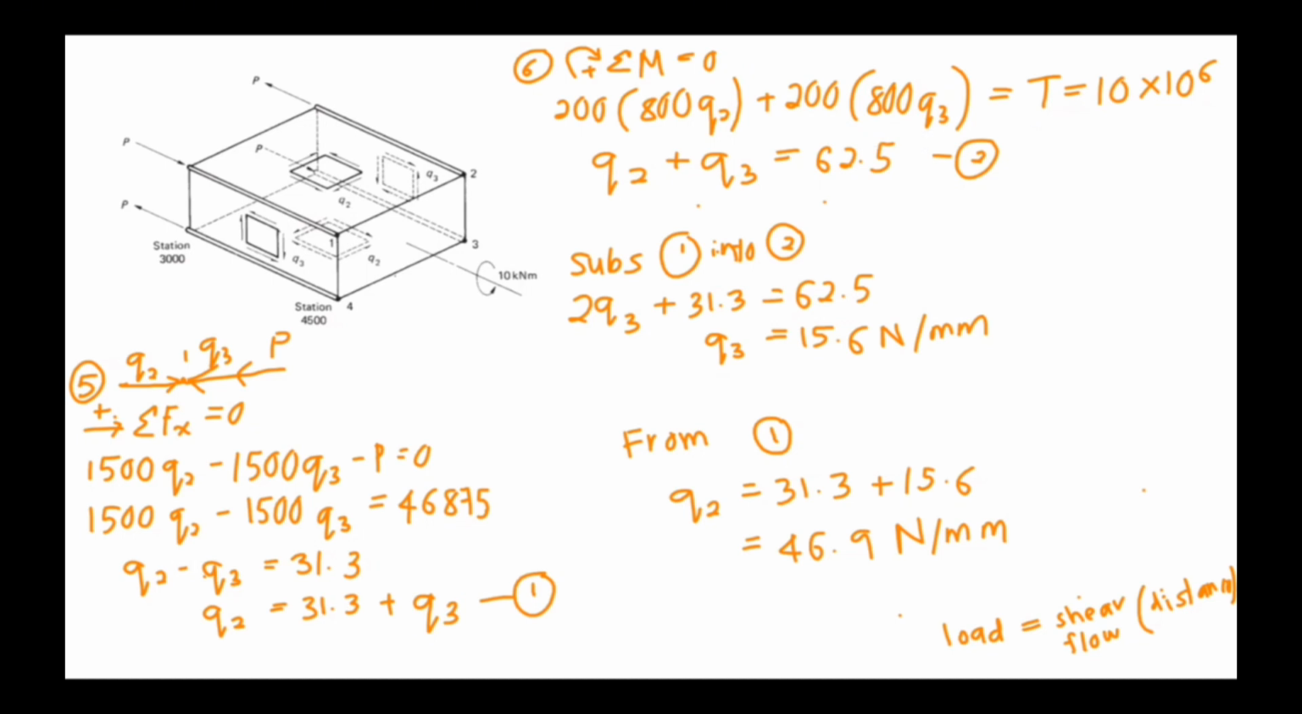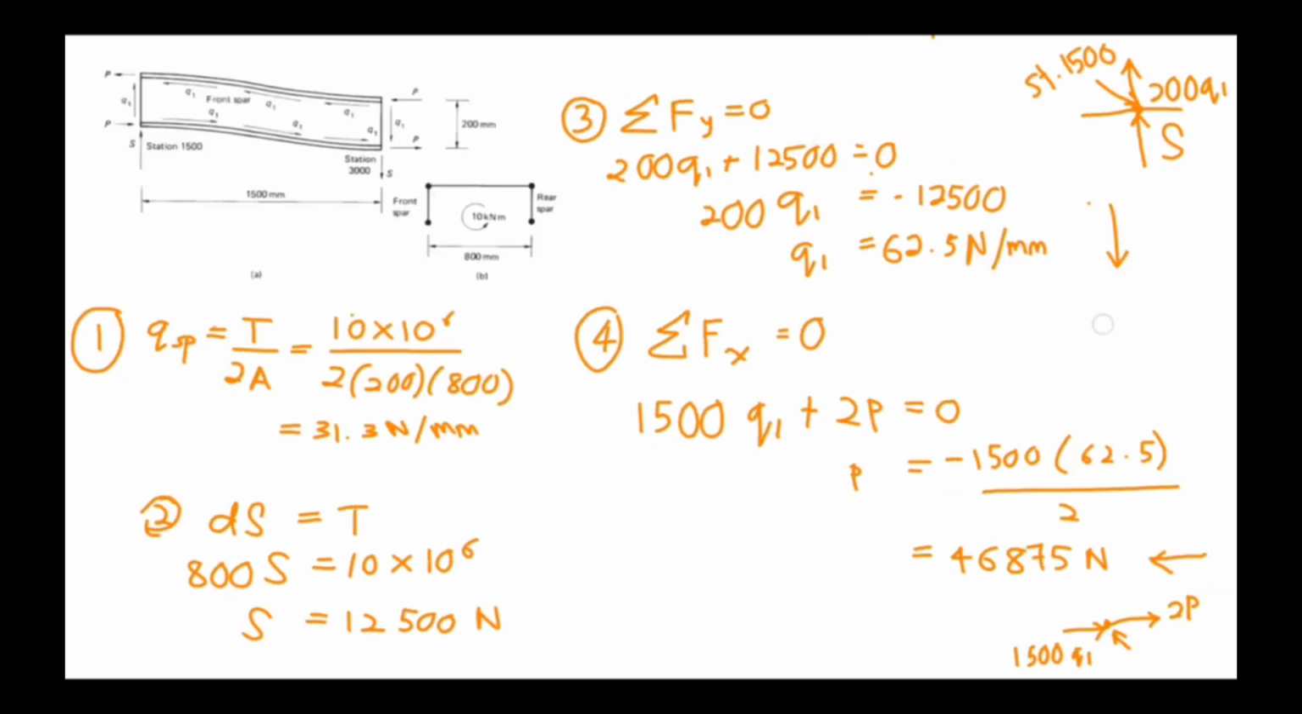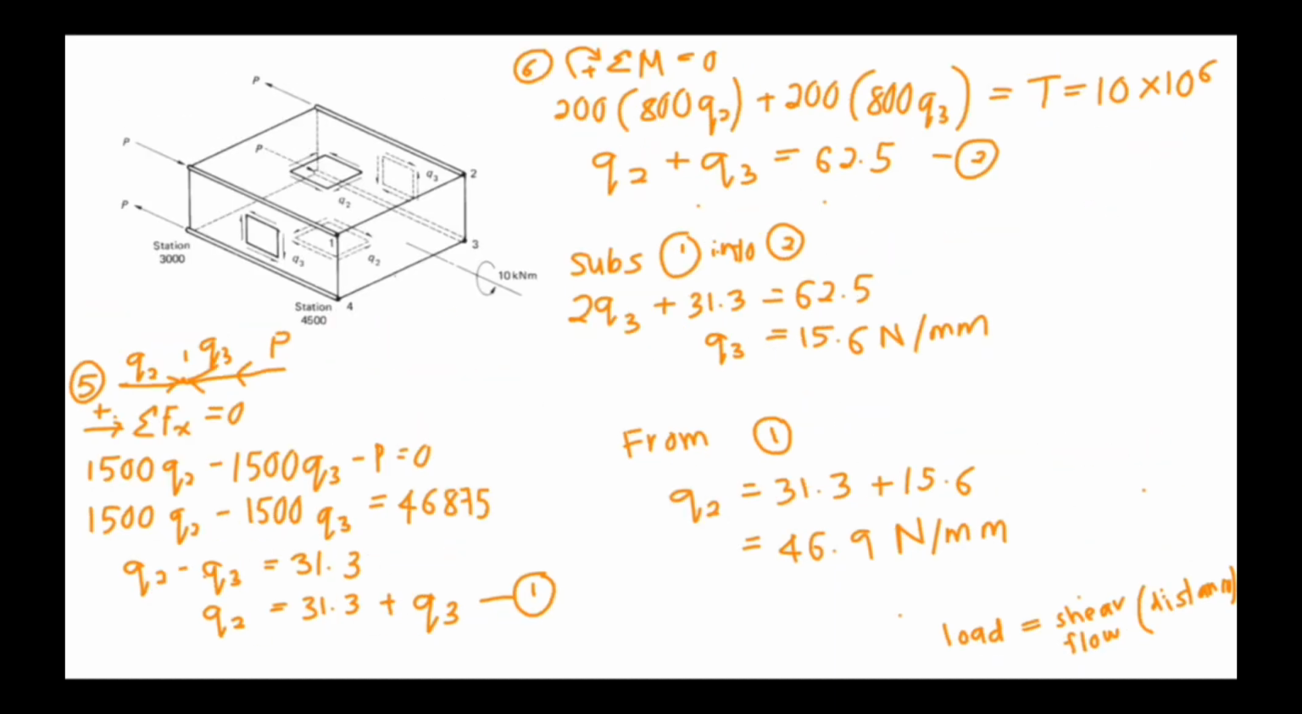Then we simplify and solve this equation. We will get the second equation, which is Q2 plus Q3 is equal to 62.5. Then we substitute equation 1 into equation 2, and we will get Q3, which is 15.6 Newton per millimeter. And from this equation, we will get Q2, which is 46.9 Newton per millimeter.